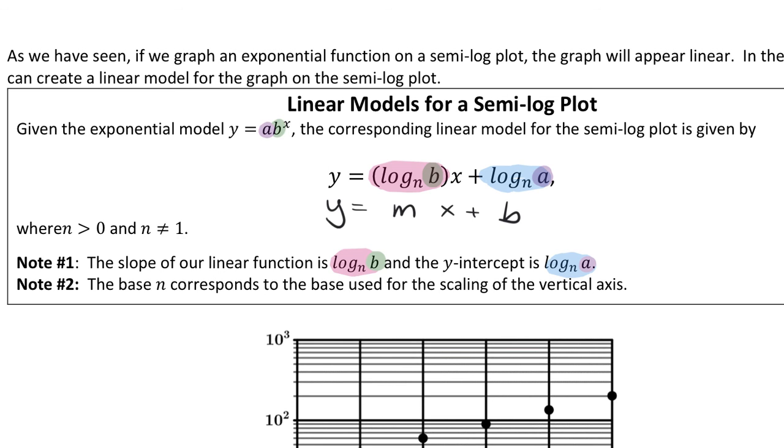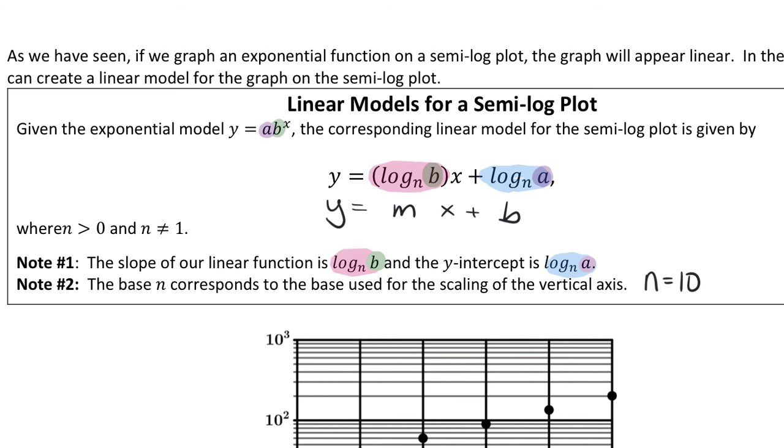By the way, note number 2, the n that we're using corresponds to the base used for the scaling of the vertical axis. So 9 times out of 10, n is probably going to equal 10, so that we're using a common logarithm. That is not always the case, but it is the case in most questions I've seen at the level of this course. In real life and engineering, it's whatever base you're using, maybe e.